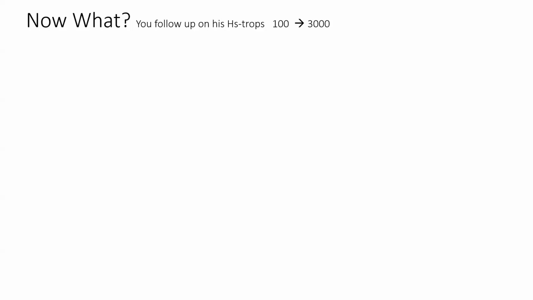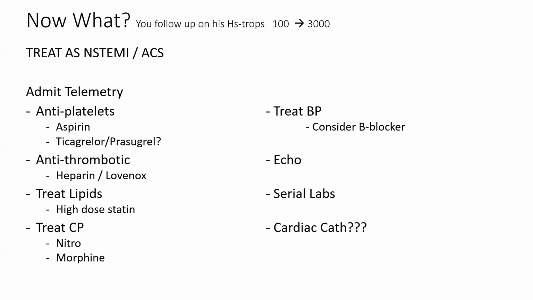All right, so what do you want to do? Is it a STEMI? No. It's a non-STEMI, right? Non-ST elevation MI. So what do you do? I should give you some choices. So you treat for ACS. Does this patient need to go to the ICU?